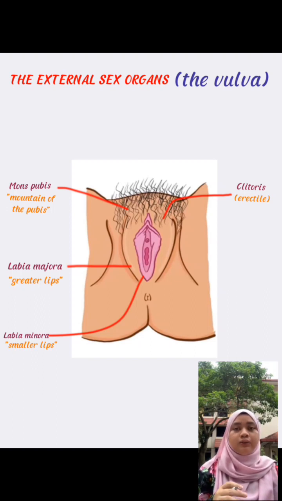Both the labia majora and the mons pubis become covered in pubic hair during puberty. The labia majora cover the labia minora, and between the two labia minora there is a space called the vulvar vestibule that includes the opening of the vagina and the urethral opening.